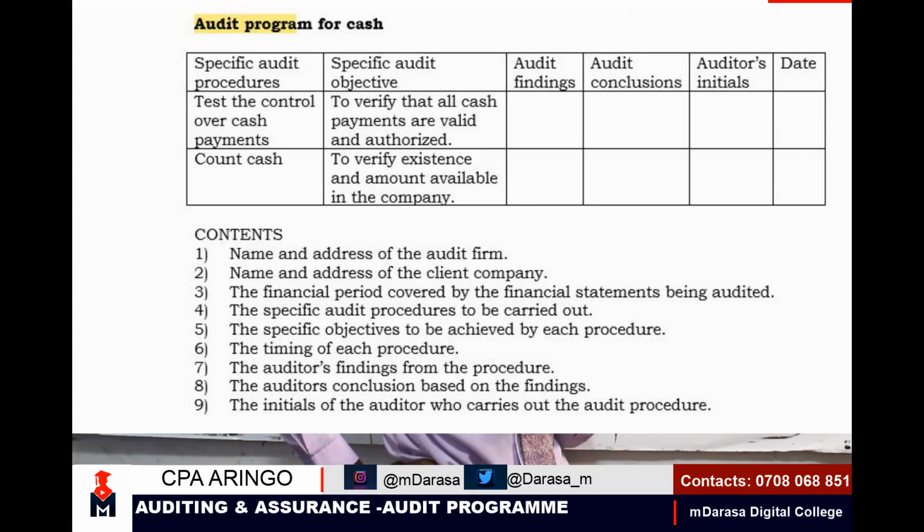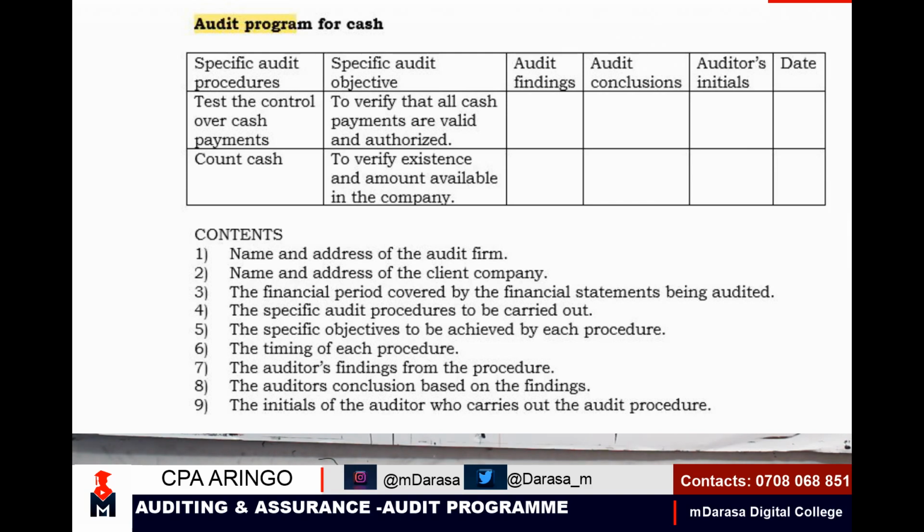We have the test, of course: test the control over cash payment and count cash. Specific audit objective: if it is to test the control over cash, my objective will be to verify that all cash payments are valid and authorized. If, for example, you are to count cash, our objective will be to verify existence and amount available in the company. So basically, this is a good example of an audit program.